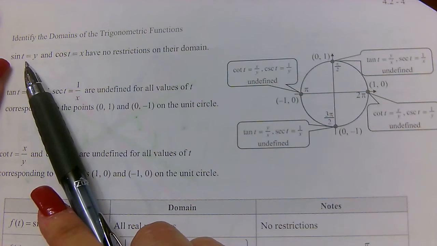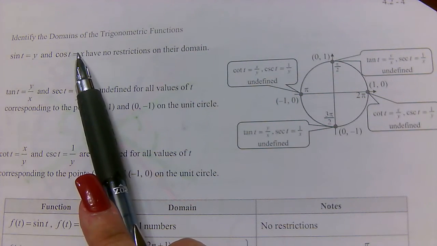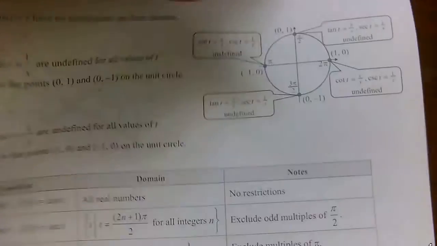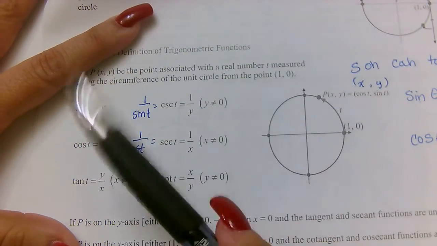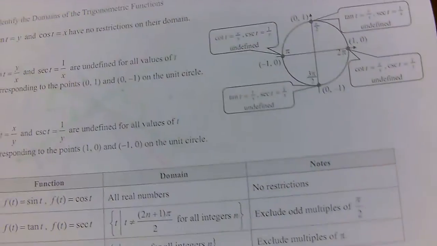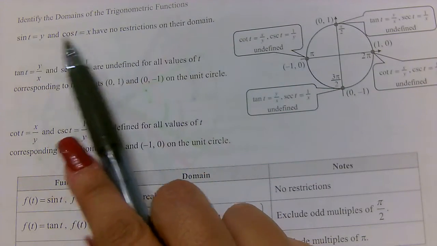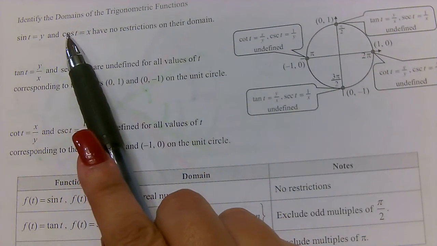Remember earlier I was talking about y and x, sine and cosine. If you look at that very first page, I was saying, oh, there's no restrictions. And if you remember in college algebra, we have no restrictions means that x and y can be whatever they want. So we don't have any restrictions for your x and your y, or in other words for sine and cosine.